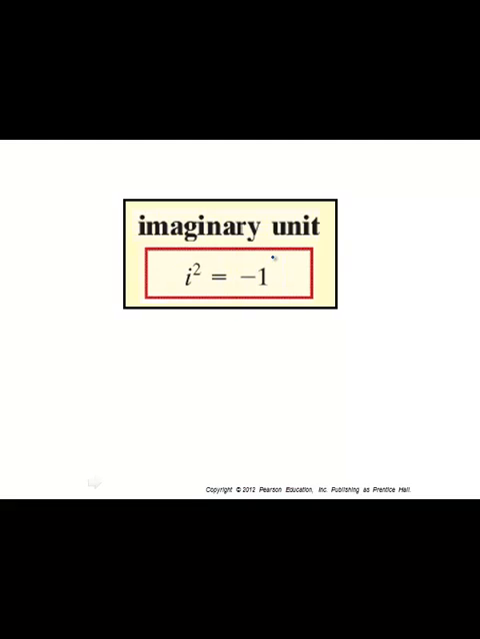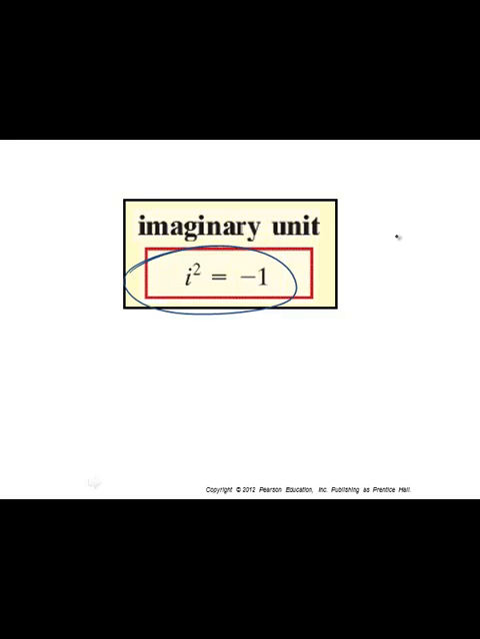Now, you may have seen this critter before. It's called i, and we call it the imaginary unit. It's our imaginary friend. And it's that number whose square is equal to negative 1.